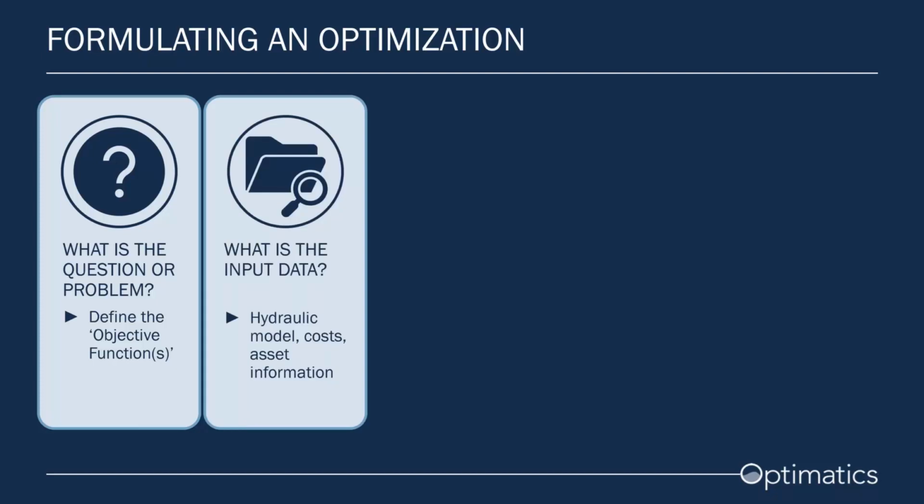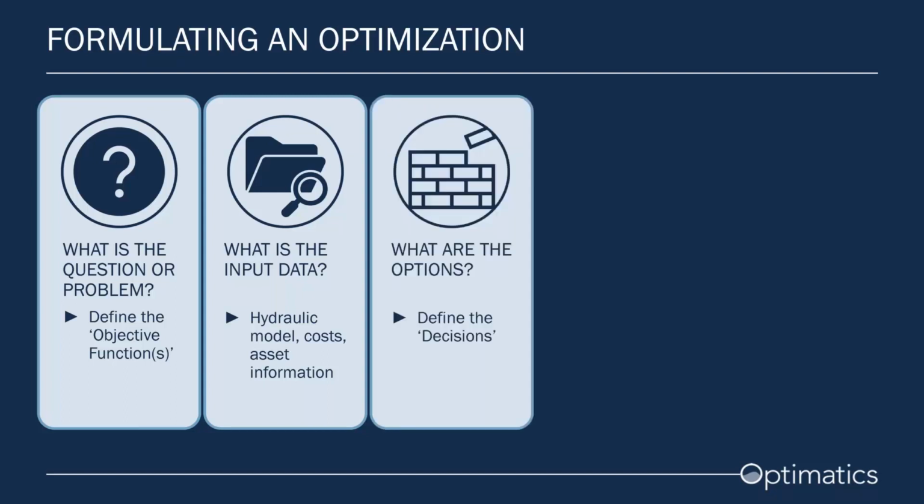So next we need to think about the input data. One of those is your hydraulic model, obviously, your associated cost data, any additional asset information. So we may need to bring in different data sources into Optimizer to support that.